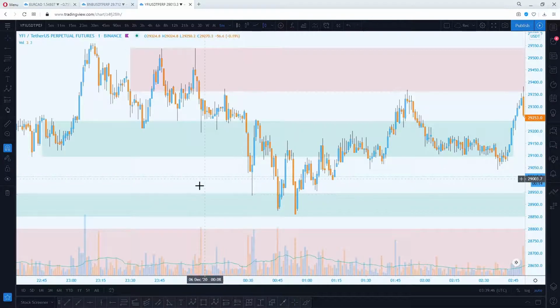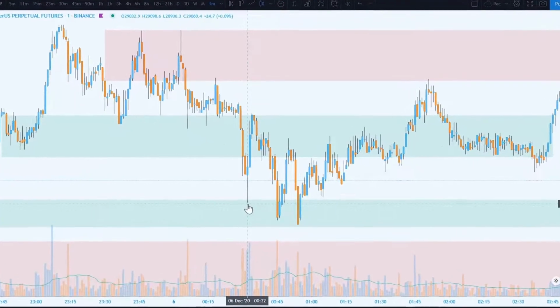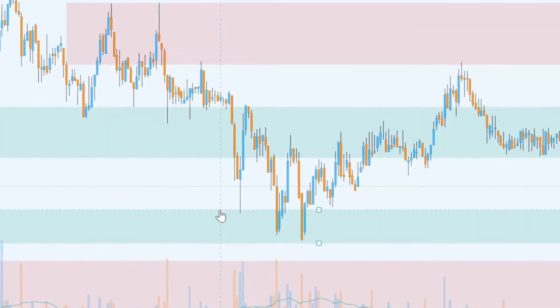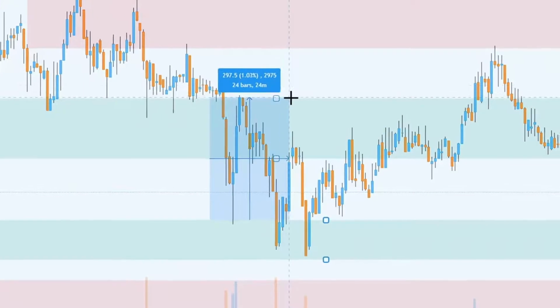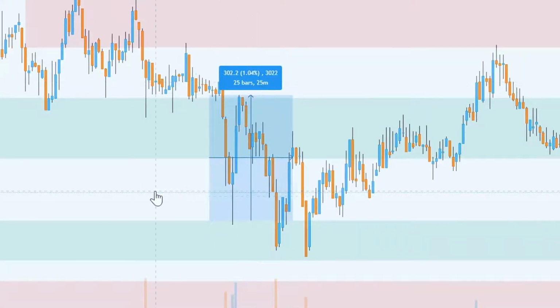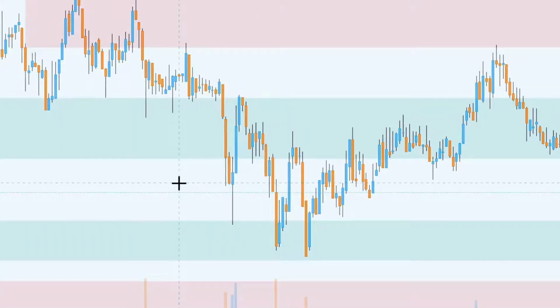Okay, now look at something here. This is the first test of it. You have like a touch and go, right? It touched the demand and it came back up 1 point something percent. Fine, but that one you do not want to trade it.